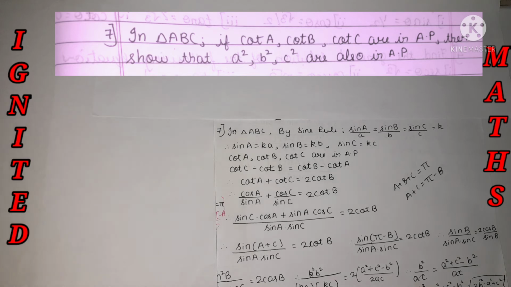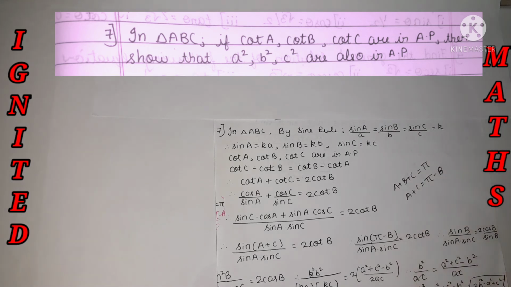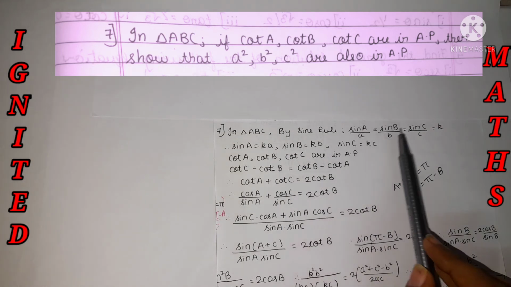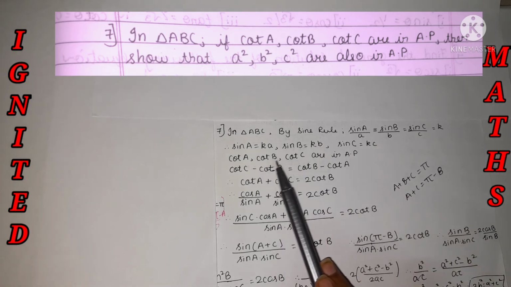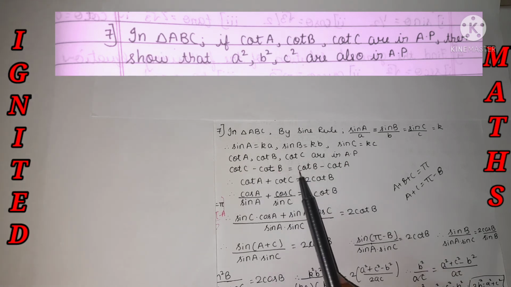So for that, we are going to use the sine rule formula, and with the given content, we are going to prove it. So sin A by a is equal to sin B by b is equal to sin C by c is equal to k. By the sine rule, we have taken the constant as k, in which sin A is equal to ka, sin B is equal to kb, and sin C is equal to kc. Now, according to the given question, cot A, cot B, cot C are in AP. If it is in AP, then cot C minus cot B is equal to cot B minus cot A. It's nothing but cot A plus cot C is equal to 2 cot B. If it's proved, then it's in the AP.